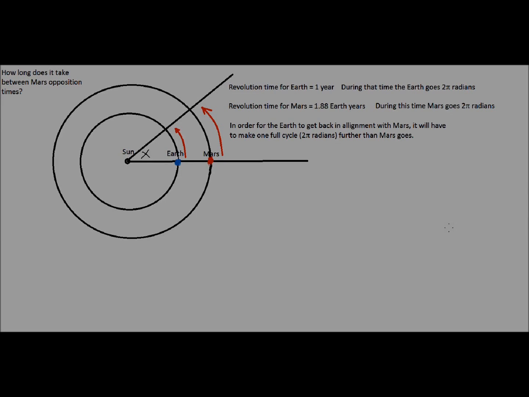Hello. We're going to do a little calculation today to determine the period of time it takes for the Earth and Mars to go from being in opposition to again being in opposition. So the opposition times, the period between opposition times. In doing this calculation, we need to know the time for the Earth to go around the Sun, 1 year, the time for Mars to go around the Sun, which is 1.88 years.